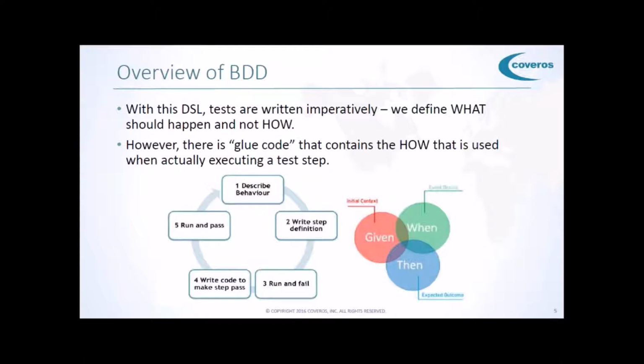And when you write these tests, you define them in an imperative fashion. You say what should happen instead of how it should happen. However, you still actually need to implement the how in code, so that way the test can actually be executed in an automated fashion.